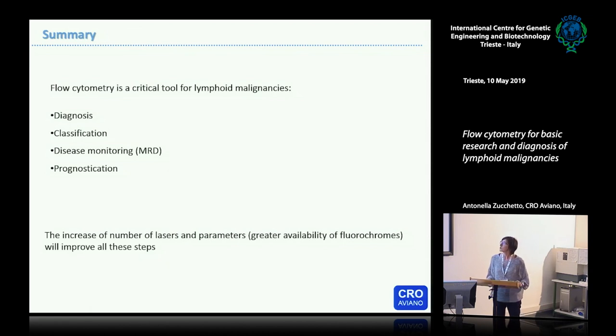So to conclude, flow cytometry is a critical tool for lymphoid malignancies, and it helps in the diagnosis, classification, disease monitoring such as minimal residual disease, and also in prognostication. And of course, the increase in the number of lasers and parameters with a greater availability of fluorochromes will improve all these steps. Finished. Thank you.